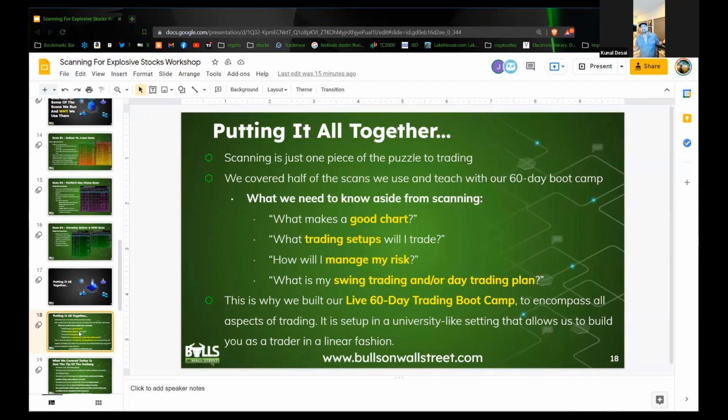God forbid you buy a stock and it starts to go down. What do you do? Do you just hold it for life? No. We're never victims. We're always proactive. When we buy a stock and it goes below our risk parameters of what we are willing to lose on a trade, $200, $300, $1,000, whatever it might be, we are out of it. What is my trading plan? That's why I built a 60-day trading boot camp to encompass all sorts of trading.